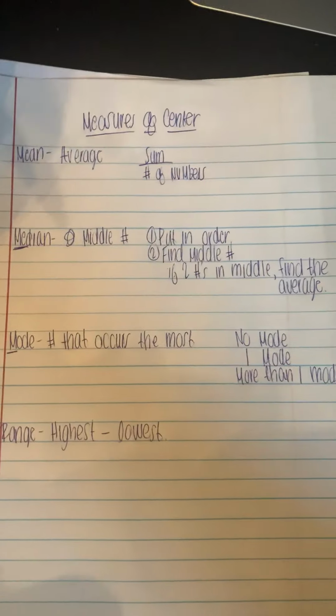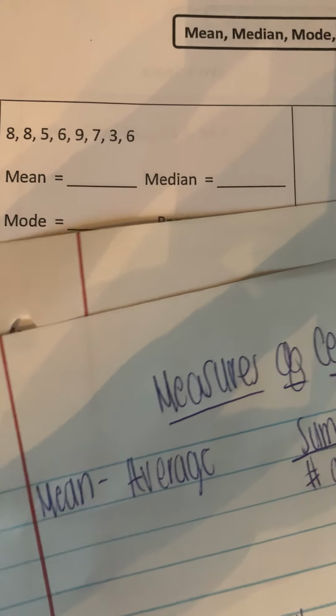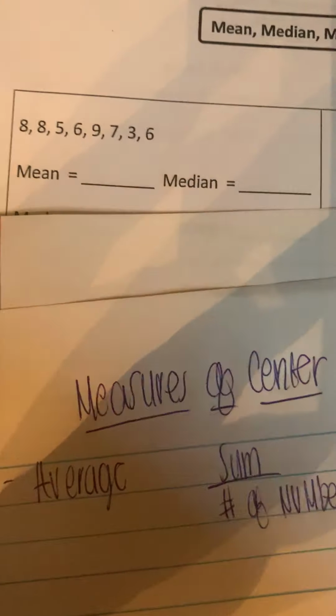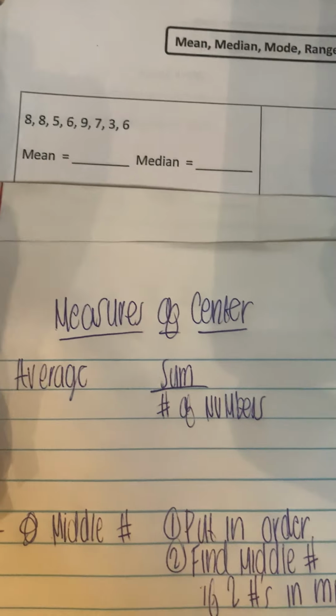So we're going to start with this set of numbers right here. Okay, so I'm going to go ahead and do the median. So the first thing I need to do is put these numbers in order from least to greatest. So I put these numbers in order.